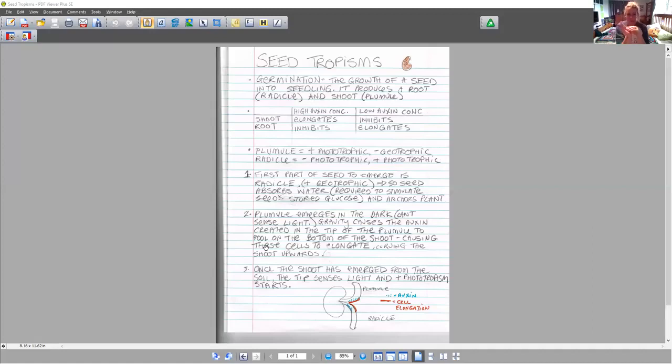Step number three, once the shoot has grown upwards and emerged from the soil, the tip can then sense the light and positive phototropism starts.